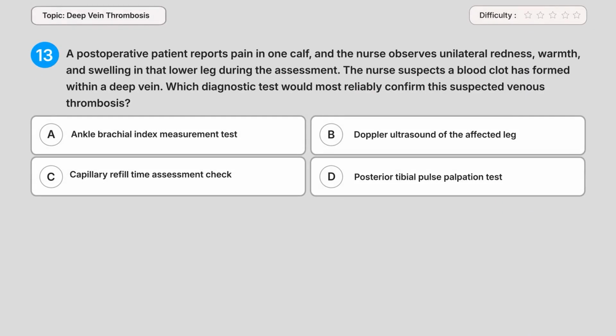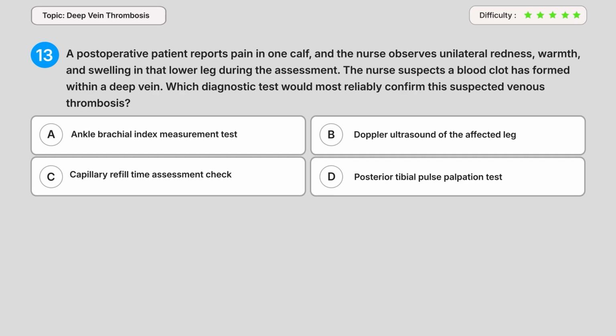13. A post-operative patient reports pain in one calf, and the nurse observes unilateral redness, warmth and swelling in that lower leg during the assessment. The nurse suspects a blood clot has formed within a deep vein. Which diagnostic test would most reliably confirm this suspected venous thrombosis?